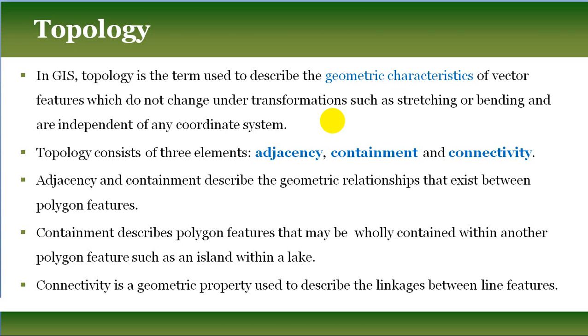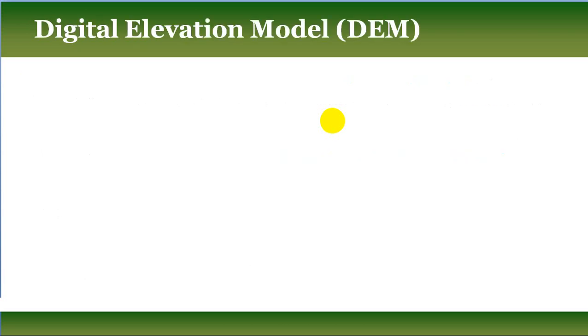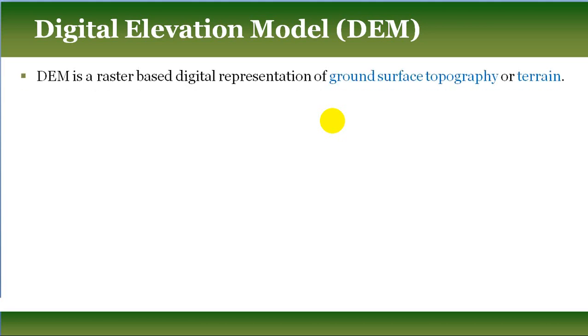Okay, then in the next slide we'll discuss the concept of DEM, digital elevation model, which totally depends on raster data. A DEM is a raster-based digital representation of ground surface topography or terrain. When you represent such a surface, and if this surface represents topography or terrain, then this is called a DEM.